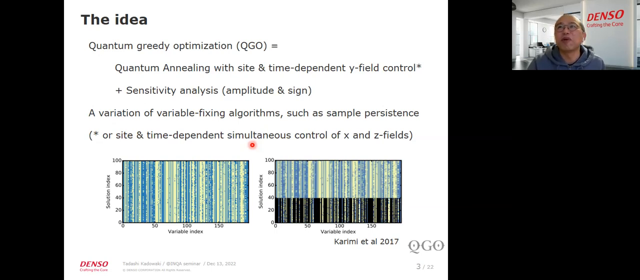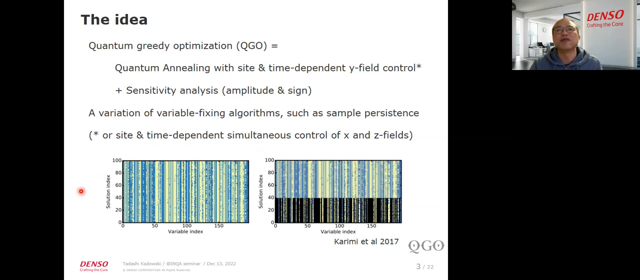Okay, what is sample persistence? It's an idea to shrink the original problem to smaller problems. Smaller problems are always welcome because the time for solving or finding the ground state can be reduced. So how do we do this in sample persistence? This is another idea, but it's good to know.